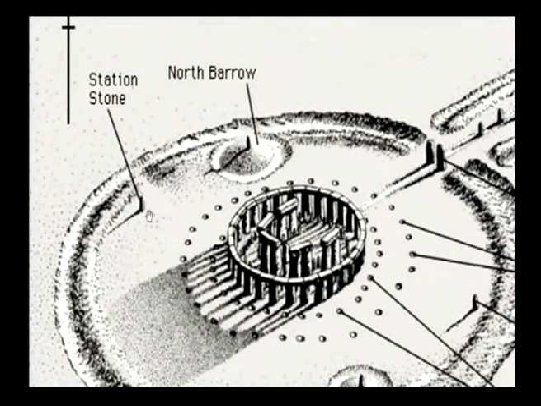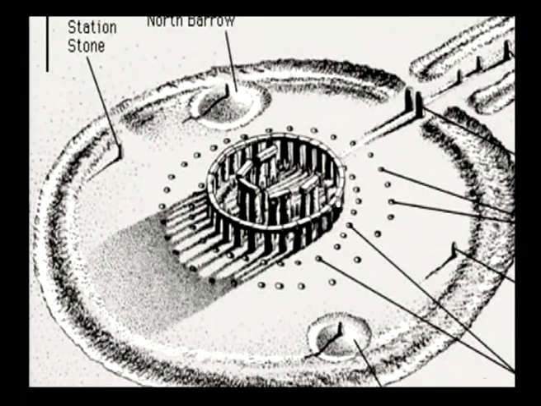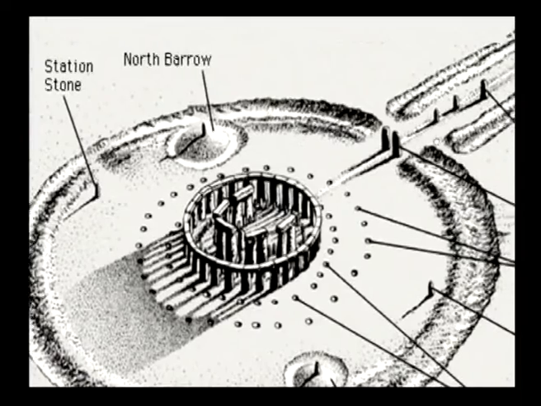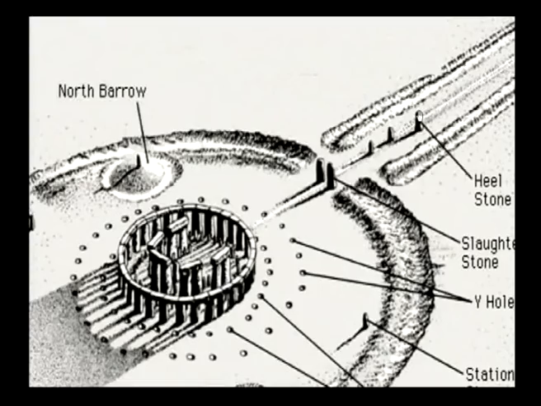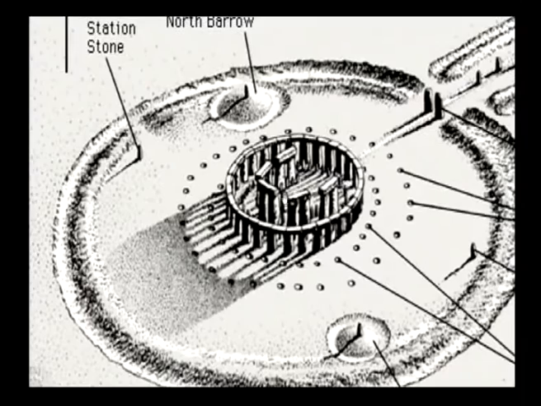To the east of the South Barrow stone was the station stone. 2 station stones were erected, one to the north of the South Barrow stone and another to the south of the North Barrow stone. In the northeast direction of this structure was the heel stone. The position of the heel stone defined the summer solstice, and at the center you can see the altar stone.